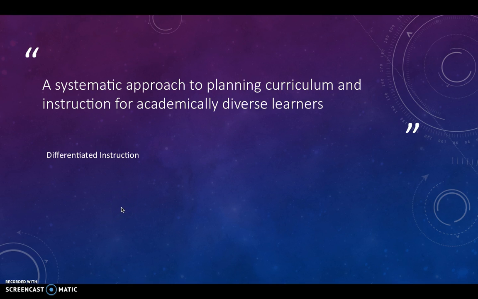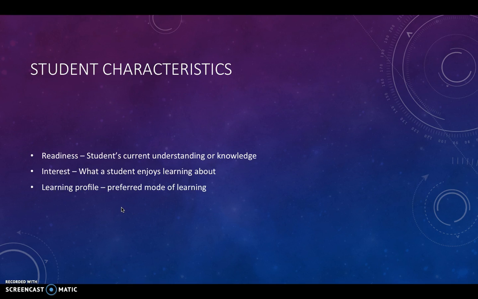So differentiated instruction is a systematic approach to planning curriculum and instruction for academically diverse learners. And student characteristics for which you might differentiate include these three, and these are in the assignment. So readiness, a student's current understanding or knowledge, is what this is talking about. Interest, what a student enjoys learning about, and learning profile is a student's maybe preferred mode of learning. And so these three are student characteristics, and they are the reasons why you might differentiate learning.